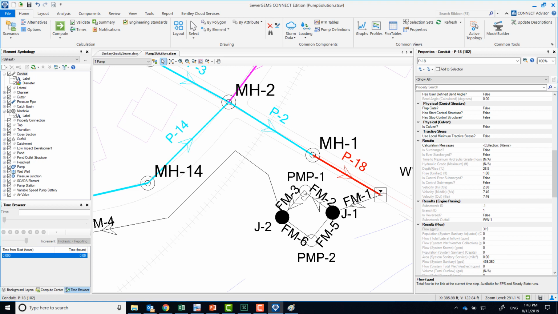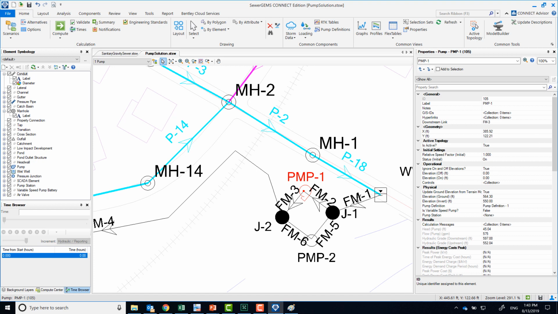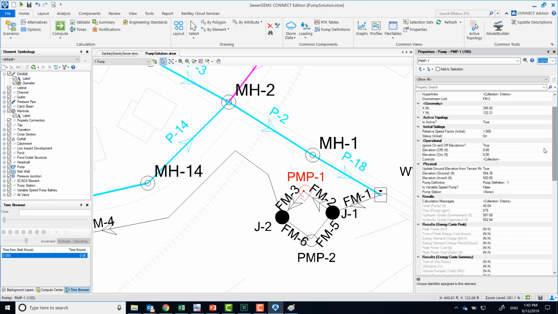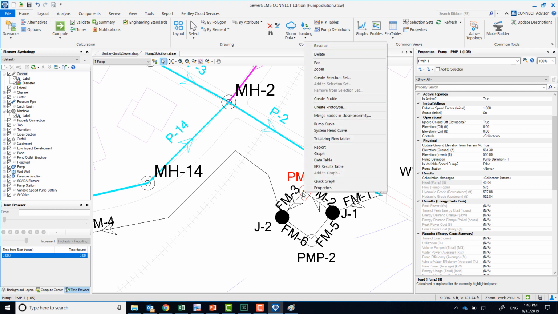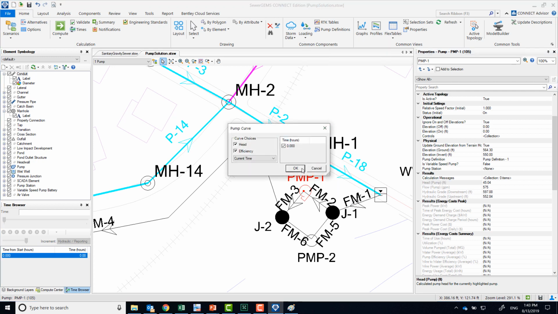All right, so 319. In the first scenario, as you can see here, because of the flow arrows, there's only flow going through pump 1. And if I click on pump 1, the first thing that I can see is the results, and it says, oh, it's passing 575 gallons per minute, lifting it at 45 feet. Let's take a look at the pump curve first.